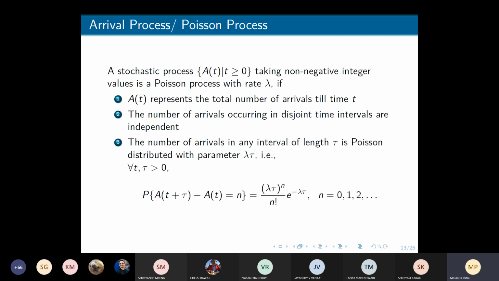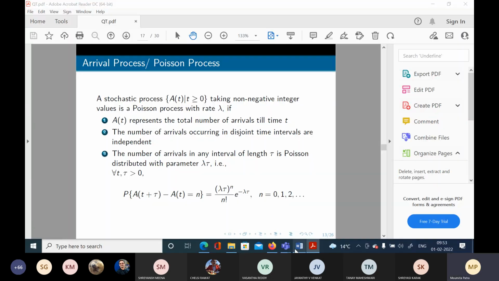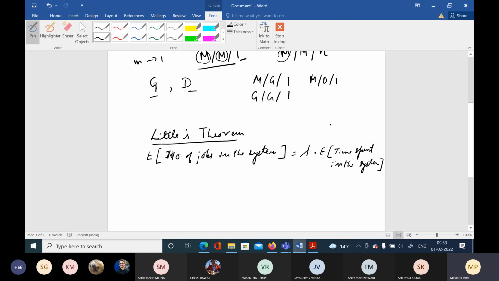What is a stochastic process? Basically, a stochastic process is a collection of random variables over discrete or continuous times. How do we represent a stochastic process? Let me just show you. These are very important things. If you do not know these parts, or if you do not pay attention to these parts, there's no point in doing queuing theory at all.